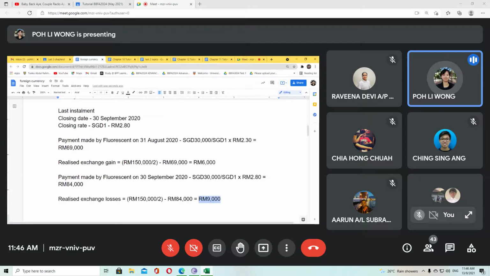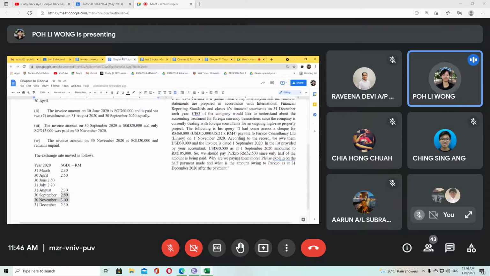So from this transaction, basically total, for this whole transaction, we actually lost 3,000 ringgit rather than a gain. So might as well, rather than paying in 2 installments, if we pay on 31st August, we will gain more. Okay, so that was according to the question. All right. So this is question number 1-2.